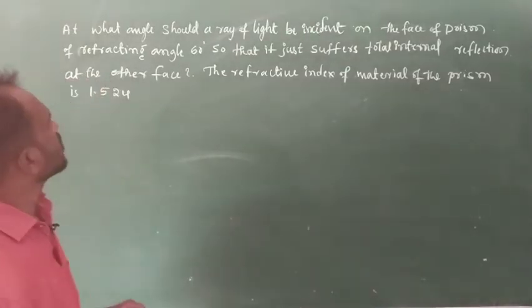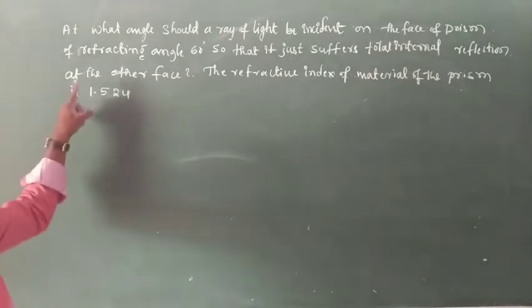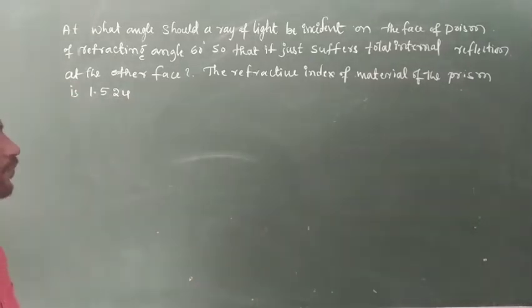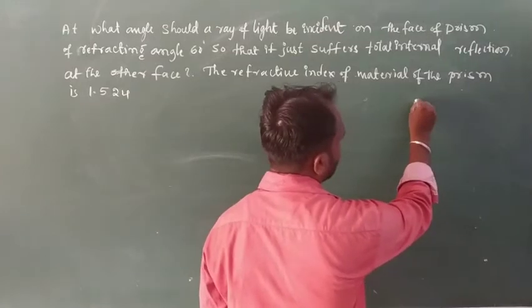Okay, so first problem: at what angle should a ray of light be incident on the face of a prism of refracting angle 60 degree so that it just suffers total internal reflection at the other face? The refractive index of the material of the prism is 1.524.